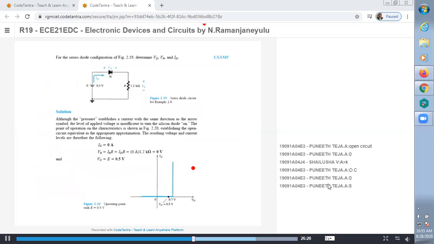Now there is another problem here. What is the problem here? Here in this circuit, for the series diode configuration, determine the VD, VR and ID. Observe here. Now what is the E value? E value is equal to 0.5 volt only. E value is equal to 0.5 volt, and the resistor is 1.2 kilo ohms.